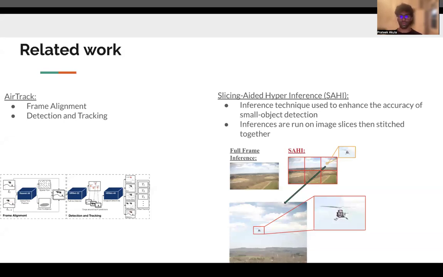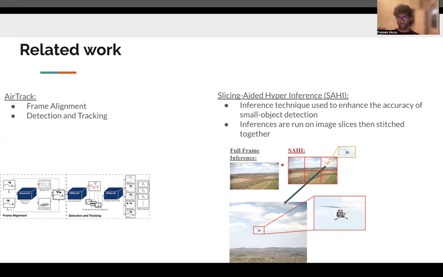In addition, we also have the slicing-aided hyper inference model, also known as SAHI. This is an inference technique in which we enhance the accuracy of small object detection by running inferences on image slices, which are then stitched back together for the whole image. For example, we can see the full frame inference right here, which is standard inferencing. The inference is run on the whole image by itself, but because of that, we might miss the small little helicopter sitting in the top right here.